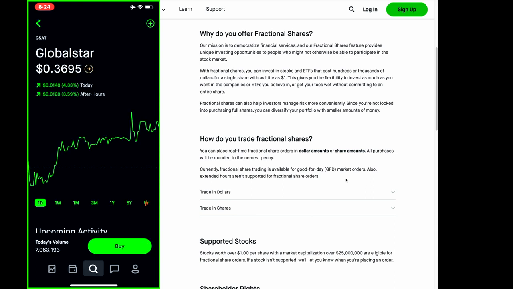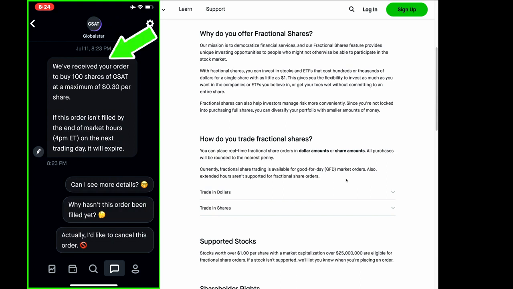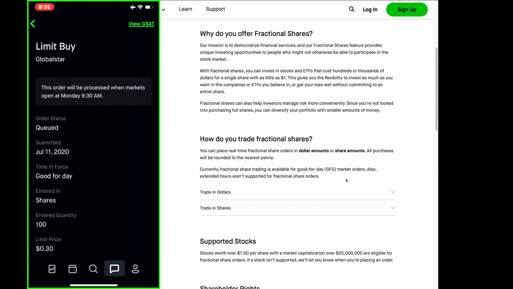So let's go into messages, and there you see that I've got Global Star, and it shows that they received the order for 100 shares at a maximum of 30 cents per share, which is a limit order. So if it trades at 31 and above all day till 4 p.m., I will never get filled, and my order, because it's a limit order that is only good for the day, will cancel as of 4 p.m. and I won't buy that stock unless it goes down to that 30-cent level. So I am going to cancel by pressing the bottom button. Let's view that it's been done. Yep, it's canceled for Monday, 100 shares, and I am done with that one.